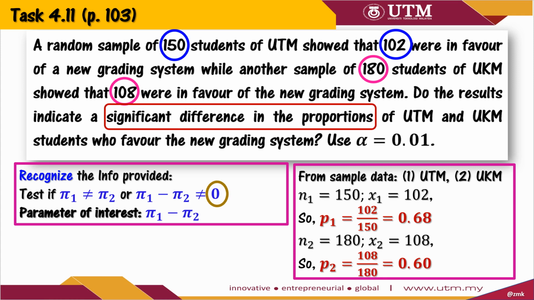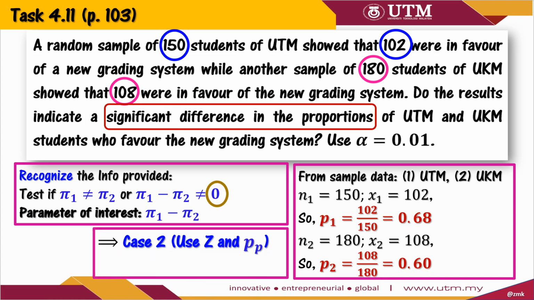under H0. Therefore, we have case 2, where we will use a z-test statistic with the pooled proportion in the z-test formula, where this pooled proportion is used to estimate the unknown and equal population proportions. In this task question, we have a two-sided alternative hypothesis test that will be performed at the level of significance alpha equal to 0.01. Let's look at the complete solution in the following slide.